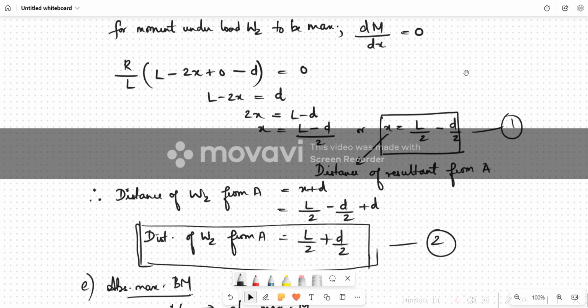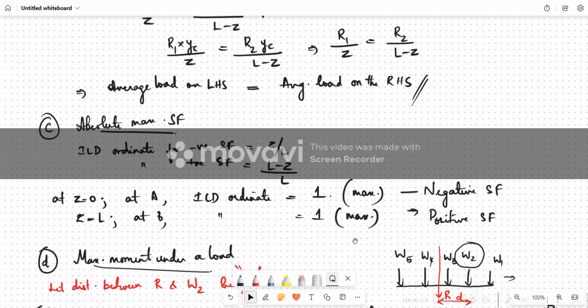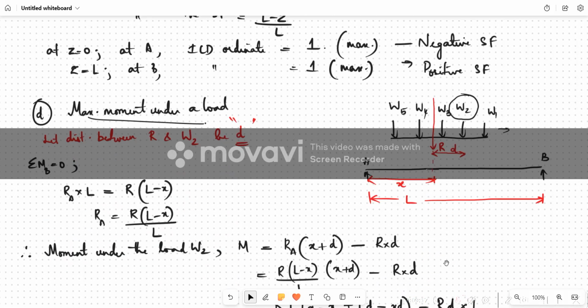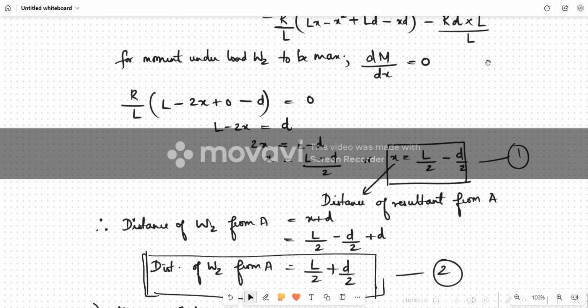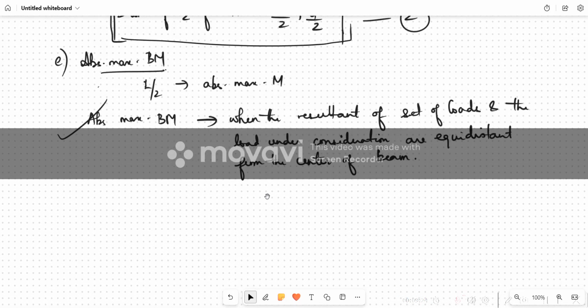This is the same as whatever we have derived; that was absolute maximum under a load. The same condition you can use in order to find absolute maximum bending moment. All you have to do is, the set of loads will have a resultant. That resultant and the load under consideration should be equidistant from the center of the beam. If you position it like that, the ordinate you find from whatever ILD you are drawing will give you the absolute maximum bending moment. Okay, I hope it's clear.